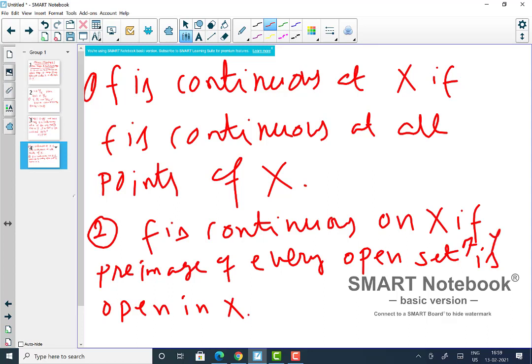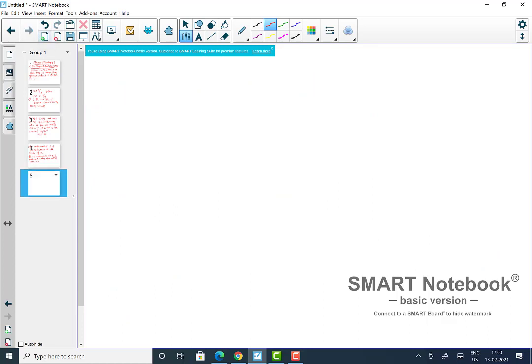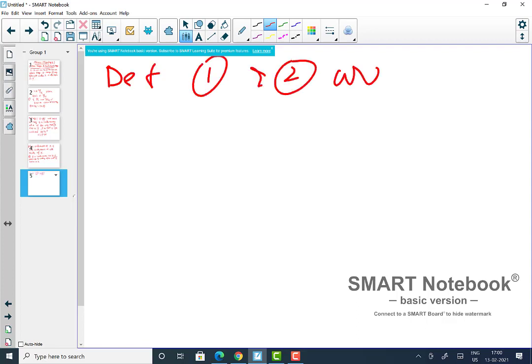So I'm saying that instead of thinking of continuity at every point, you can also think that whenever you have an open set in Y, the pre-image, that means f inverse of that set V, which is inside X, has to be open. In this case also we say that this function is continuous, and these two definitions, definition 1 and 2, are actually equivalent.